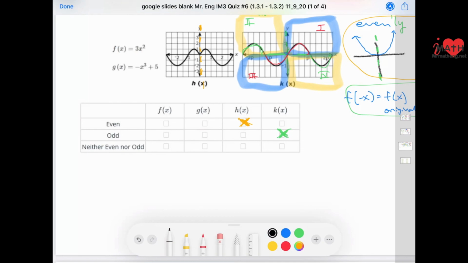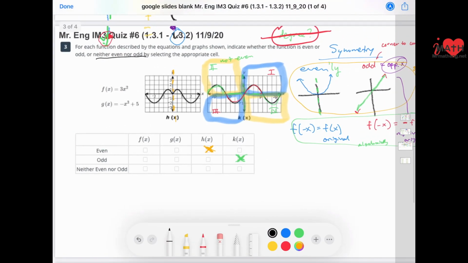Just to clarify, that basically just means not even, not odd, or simply no even, no odd, if that makes sense. Let's do f of x.